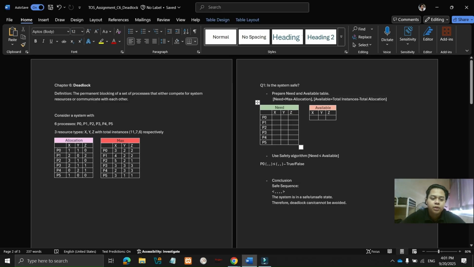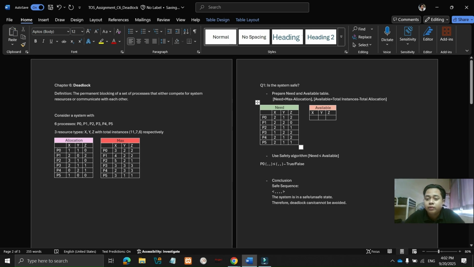So we start with the first row: 3 minus 1, 2, 1, 2. Then the second, 2, 2, 0, 2, 1, 1. P3, 1, 2, 2. P4, 2, 1, 2. And P5, 2, 1, 1. So this is the need table.